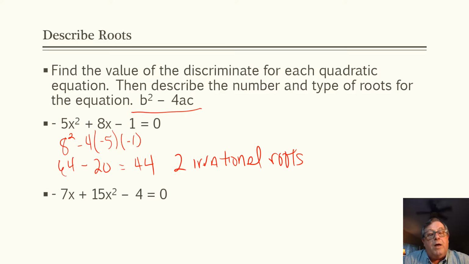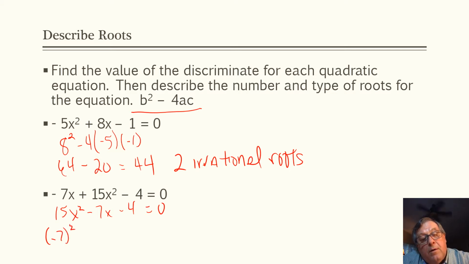Now we have a second equation, but it's not written in standard form. We got negative 7x plus 15x squared minus 4 equals 0. Well, let's first write this in standard form: 15x squared minus 7x minus 4 equals 0. And now let's determine the discriminant. So we've got negative 7 squared minus 4 times 15 times negative 4. And so there's our discriminant.